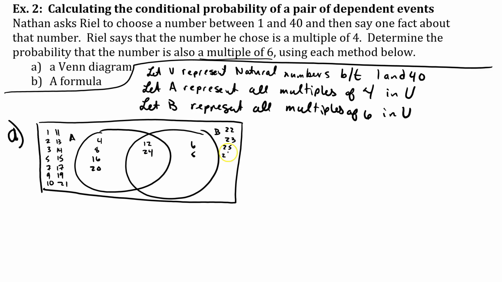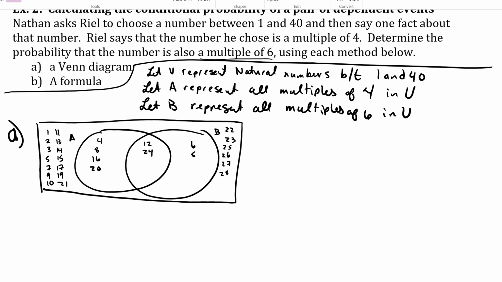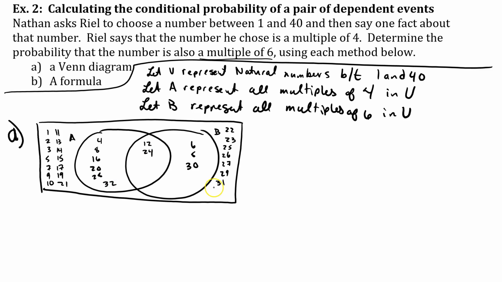25, 26, 27, 28, oh wait, that's a multiple of 4. 29, and 30 is a multiple of 6, 31, 32, 33, 34, 35, 36 is both a multiple of 6 and 12, 37, 38, 39, and 40.